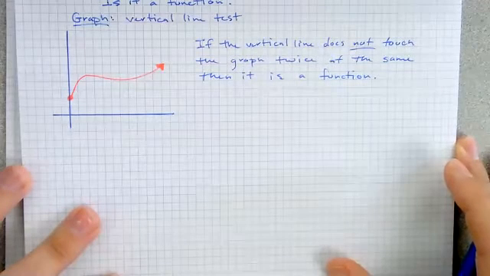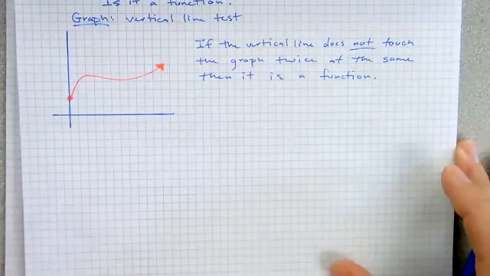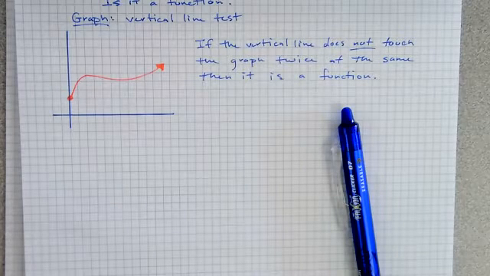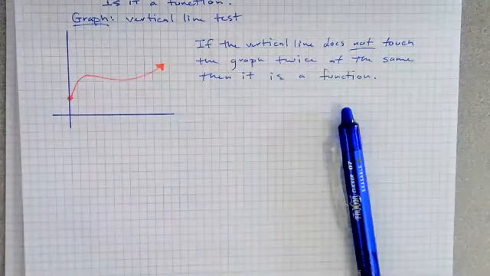Okay, if the graph touches it twice, and I'll show some examples here in a few minutes. Okay, but if it touches the graph twice, then that is something we would say is not a function.